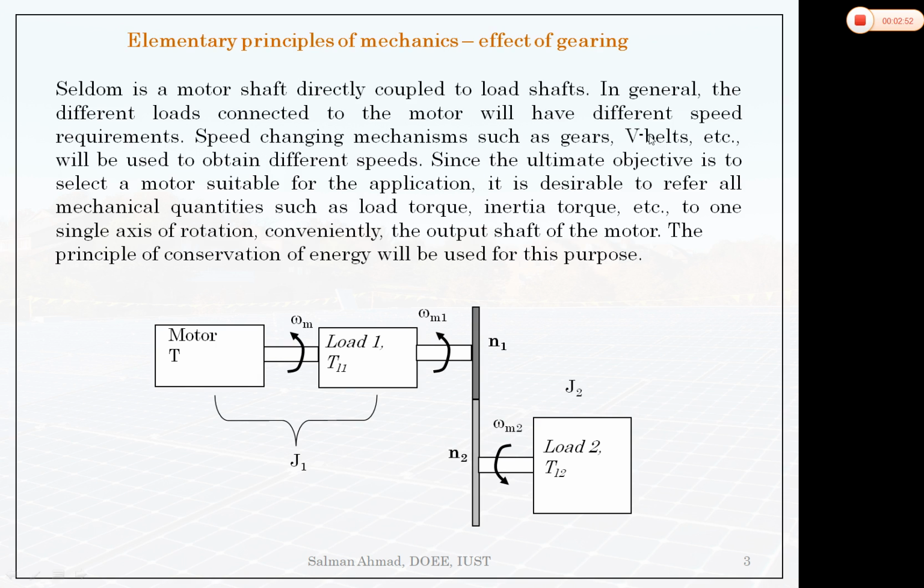In general the different loads connected to the motor will have different speed requirements. Speed changing mechanisms such as gears and V belts will be used to obtain different speeds. Since the ultimate objective is to select a motor suitable for the application, it is desirable to refer all the mechanical quantities such as load torque and inertia torque to one single axis of rotation. As a convention, we select the motor shaft as the reference shaft. So all those speeds we have to refer to the motor shaft.